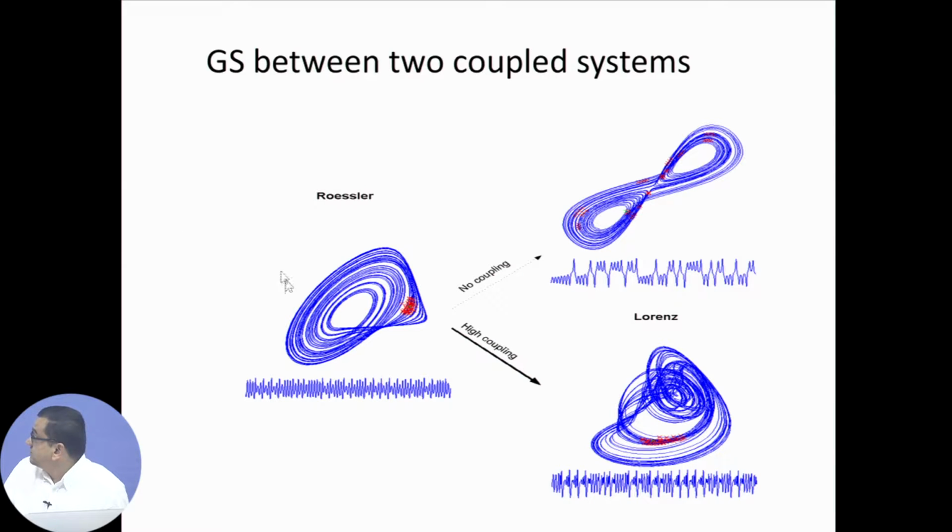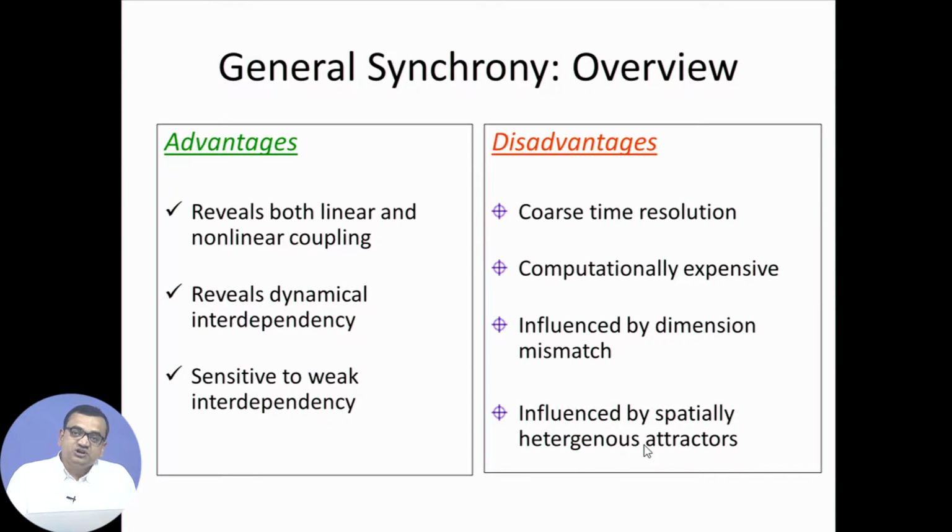Schematically, suppose this is a chaotic system, a Rössler attractor, and this is a Lorenz attractor. If there is no coupling, then the states which are close here would be completely spread out in the other state space. If there is coupling, the neighbors which are close here would also remain neighbors in the other state space. That's the idea. And then you can quantify this proximity, how closely they are packed in the different indices. There are different versions of this, but the concept is the same. That's what we call generalized synchrony.